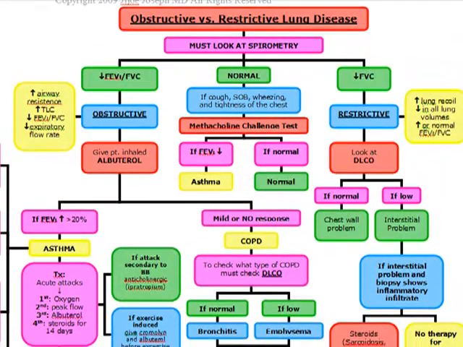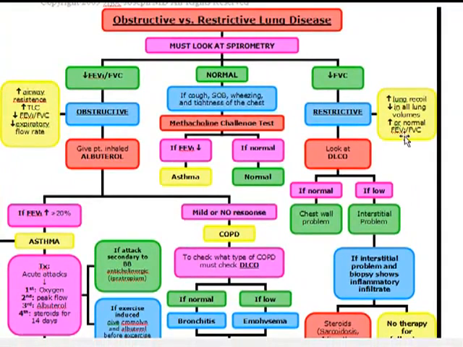Now, if we've looked at spirometry and we see a decrease in the forced vital capacity, we're going to be thinking restrictive type of lung diseases. What are restrictive type of lung diseases characterized by? It's characterized by increased lung recoil, a decrease in all lung volumes, and an increase or normal FEV1/FVC ratio, which differs from our obstructive disease, which has a decrease in the ratio. Restrictive disease has an increase or normal ratio.